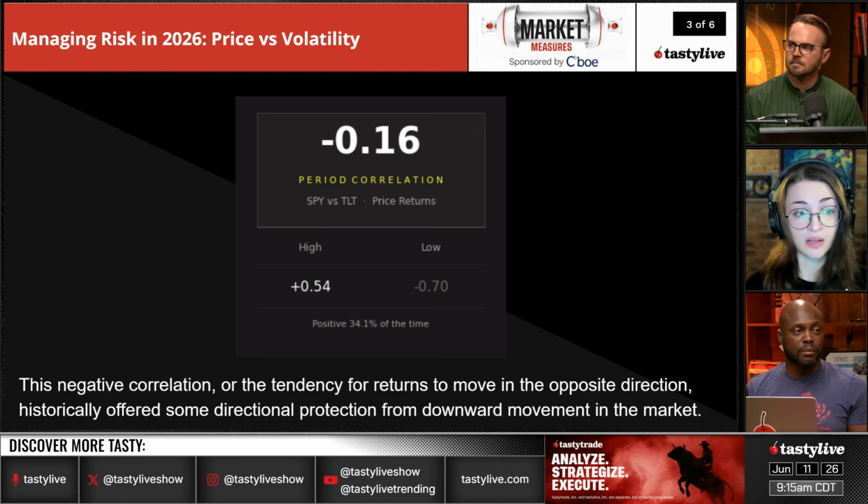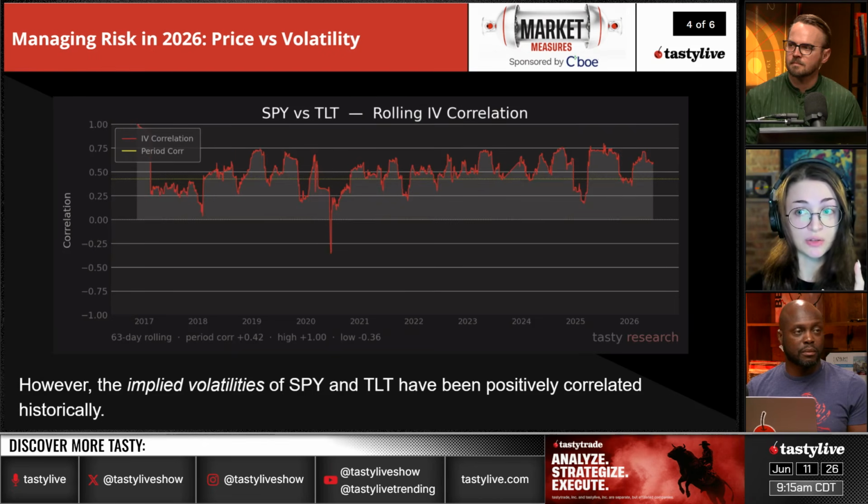But if we go to the next slide and look at the implied volatility correlation between these two, we can see that it is consistently positive, minus one wacky day between 2020 and 2021.